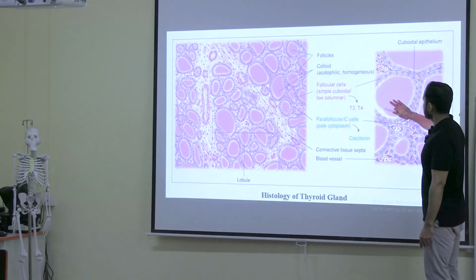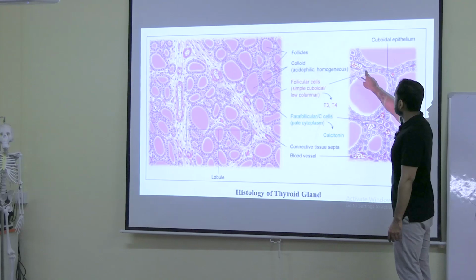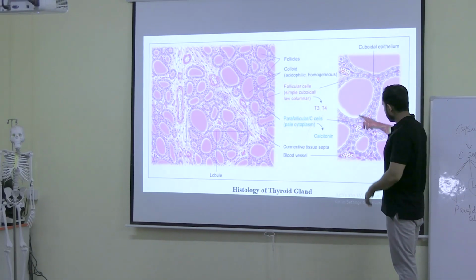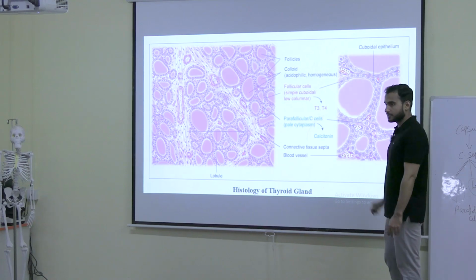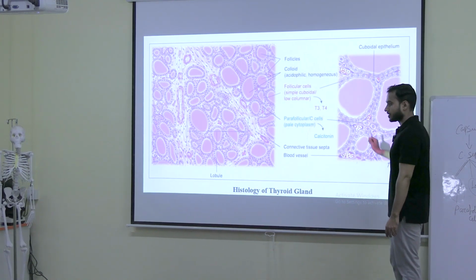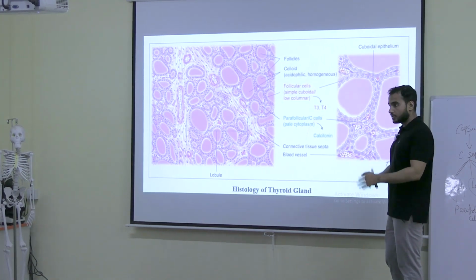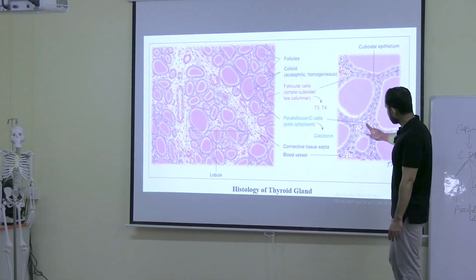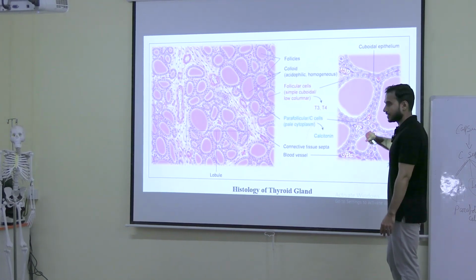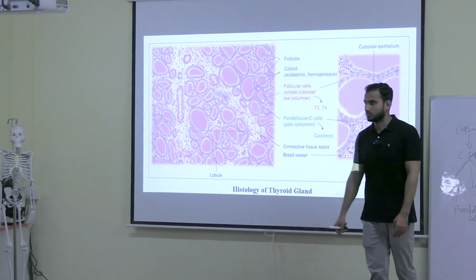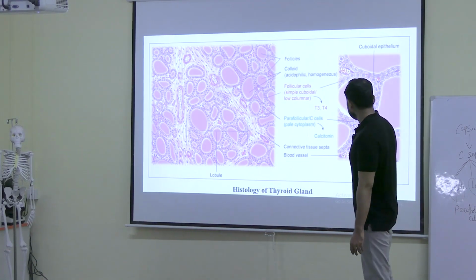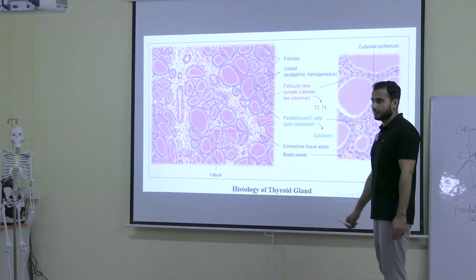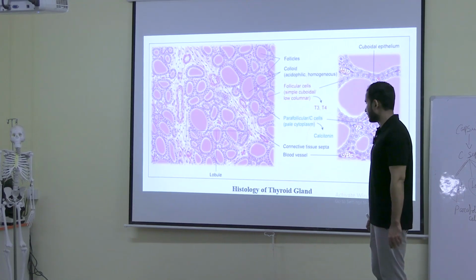Inside this, you can see colloid is present. Now these are the follicular cells. So this is one follicle, this is another follicle. In between, you can see the interfollicular space, in which blood vessels are visible. Along with that, you can also see the parafollicular cells. Now concentrate on the parafollicular cells and the follicular cells and see the staining difference. These are pale staining, these are darkly stained. Like this, you can easily identify which are follicular cells and which are parafollicular cells.